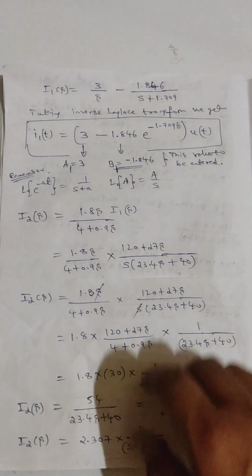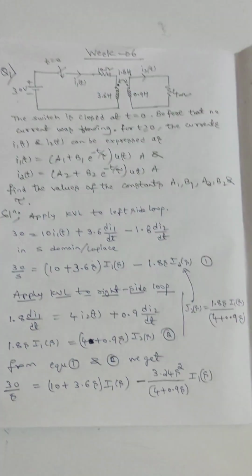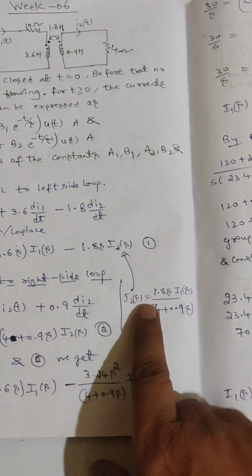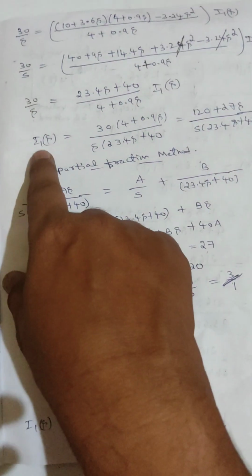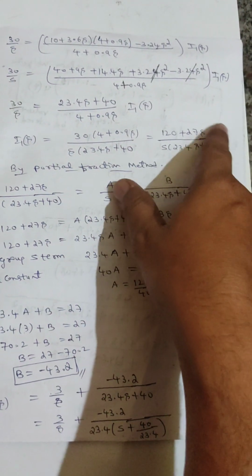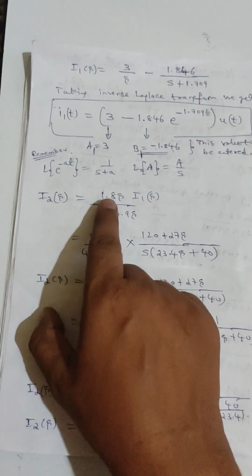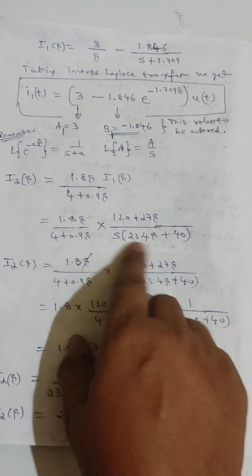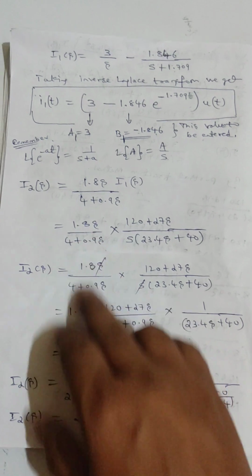Similarly, we need to get the equation for I2 of t. For that, we know the equation of I2 of s, we already wrote it from the starting. What is I2 of s? 1.8s I1 of s divided by (4 + 0.9s). Take this equation as it is and enter the value of I1 of s. What is the value of I1 of s? This one: (120 + 27s) divided by s into (23.4s + 40). That value you should enter here. So I wrote I2 of s, this equation, and then the I1 of s that we got, I entered here. Now you can multiply this and this. This term and this term will get cancelled.